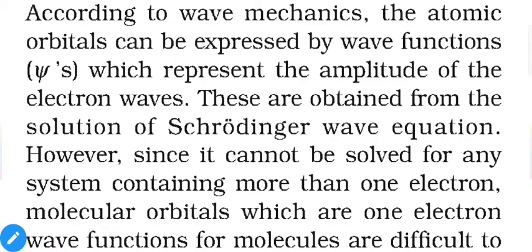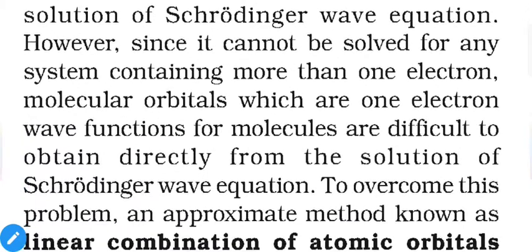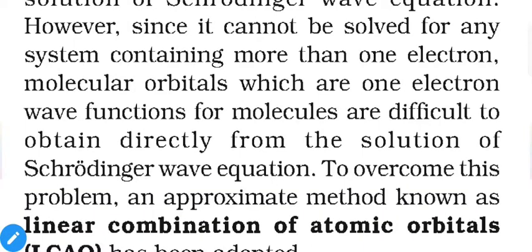So this whole theory is mainly based on the wave nature of particles, and in this case wave functions will be expressed for atomic orbitals, and these are obtained from the solution of Schrodinger's wave equation. However, since it cannot be solved for any system containing more than one electron, molecular orbitals, which are one electron wave functions for molecules, are difficult to obtain directly from the solution of Schrodinger's wave equation. Now Schrodinger's wave equation is not in our syllabus. Okay, so we are not going to discuss it in detail, and it is also very complicated. And another thing is, it is imaginary. No such actual wave functions are present inside the molecule.